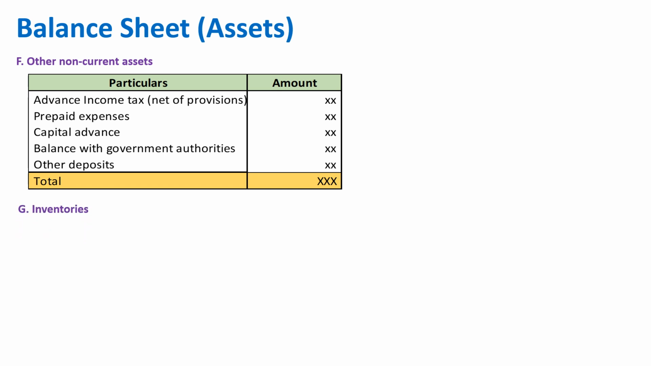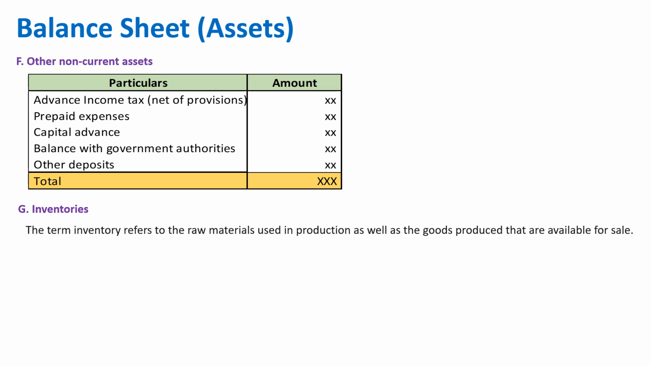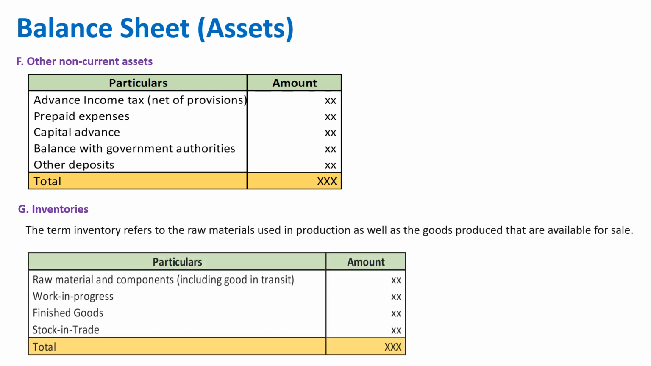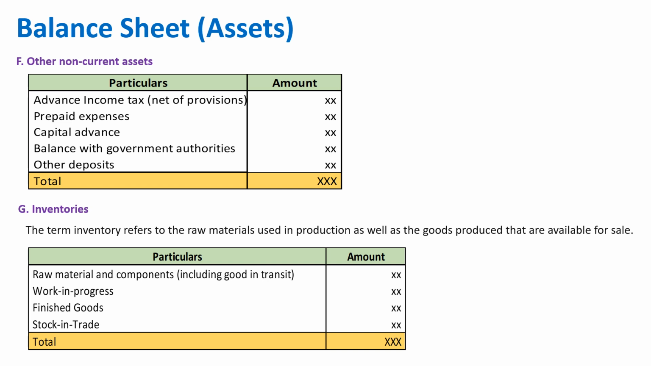Next one is inventories. This is very important in case of a manufacturing unit. The term inventory refers to raw material used in production as well as goods produced that are available for sale. So how the format looks: raw material and components will be reported, work in progress will be reported, finished goods and stock in trade.